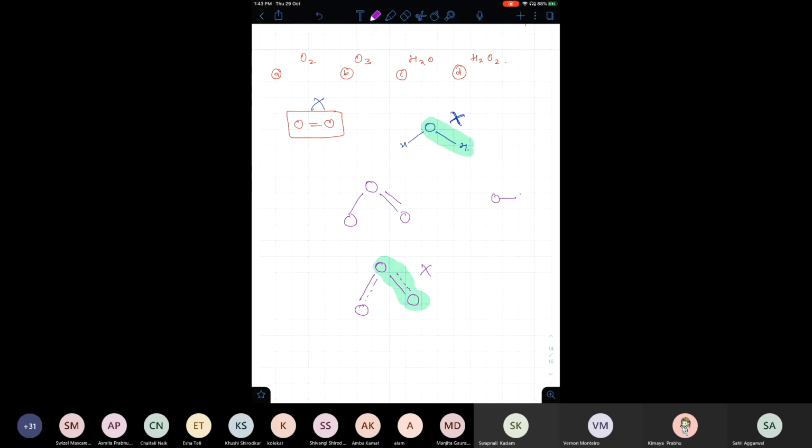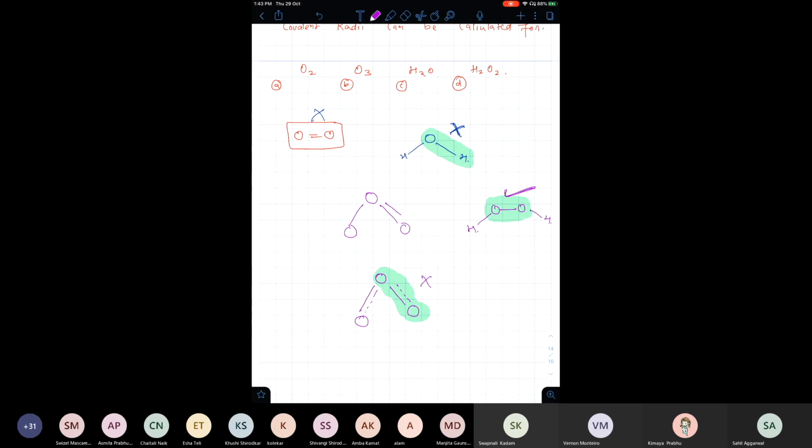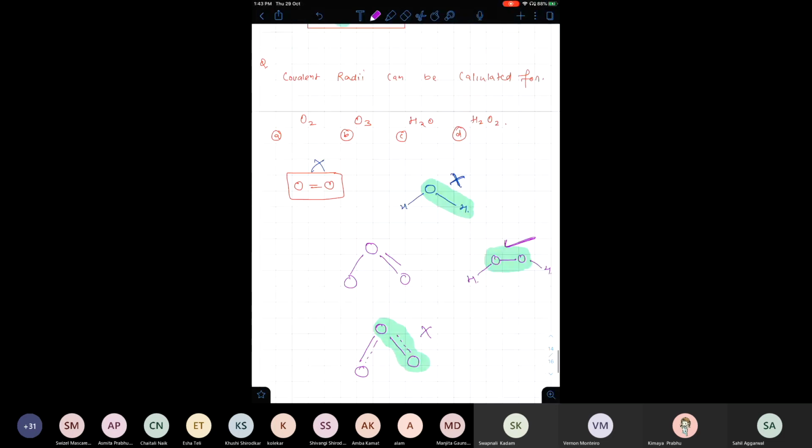H2O2. Yes. There is a single bond between two same atoms. And for this we can calculate the covalent radii. Understood? Understood?